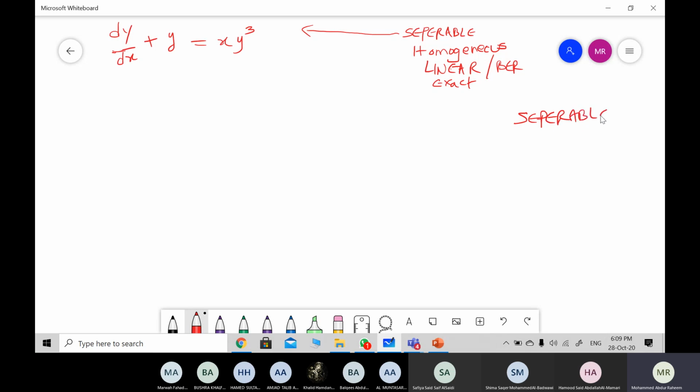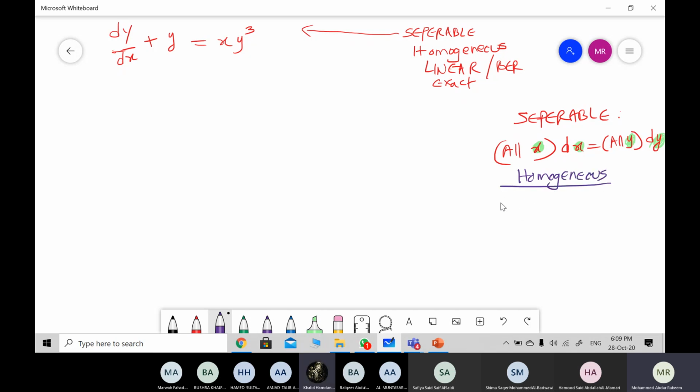Separable means all x with dx, all y with dy. Here x, all y dy. Then it is separable. Next, homogeneous: all terms must have the same degree.